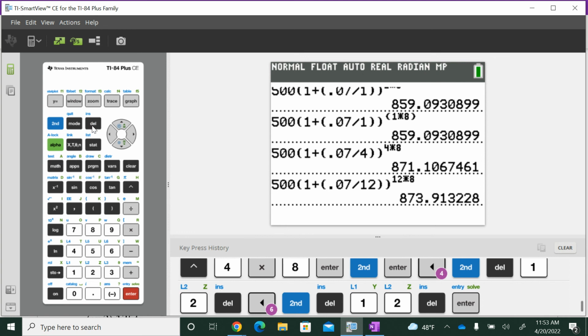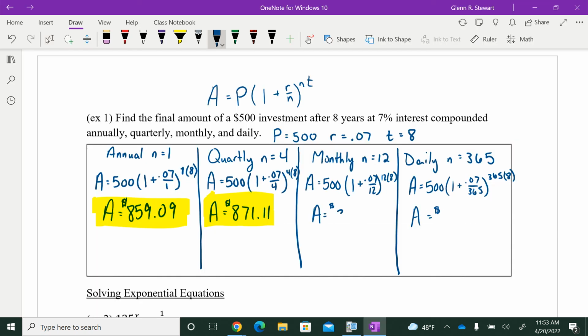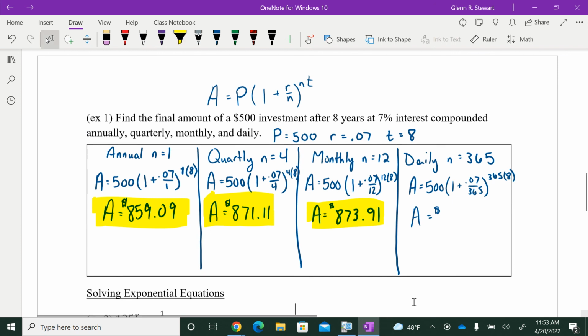All right. So for the 12 months, you should have gotten $873.91. And then, anyone get 365? Yep, Caleb. $875 and what did you say? 29 cents. Thank you. Okay.